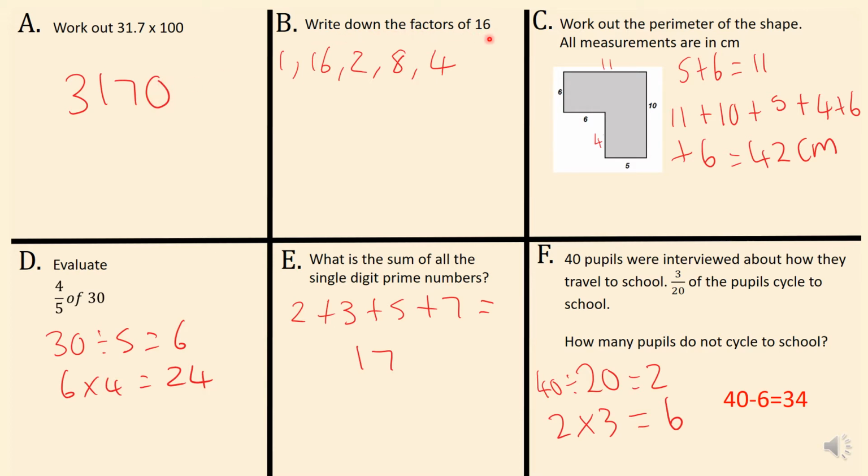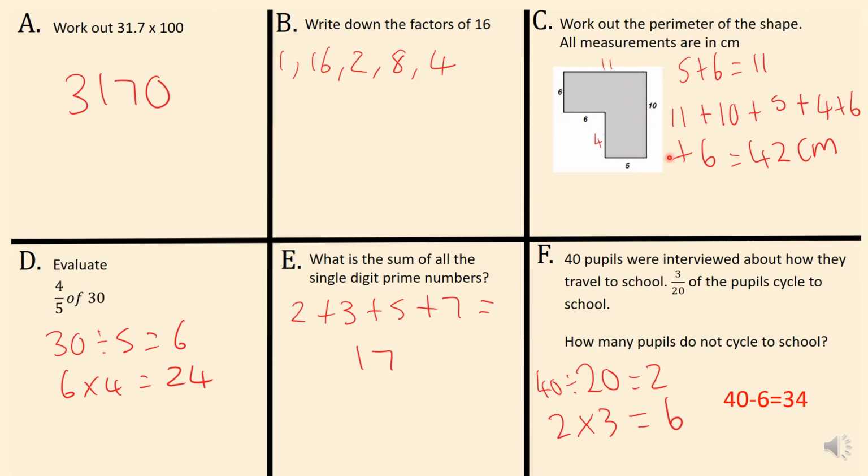Write down the factors of 16. Factors are two numbers that, if you times them together, you get the original number. So if I times 1 and 16, I get 16. If I times 2 and 8, I get 16. If I times 4 and 4, I get 16. So that's why 1, 16, 2, 8, and 4, they are factors of 16.